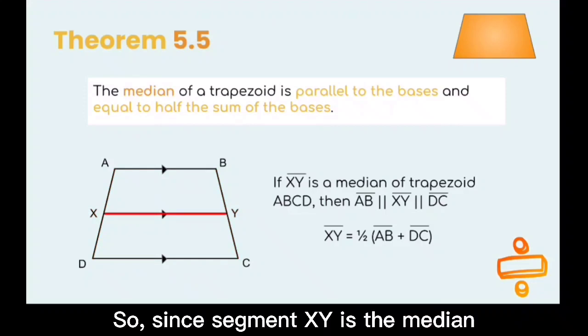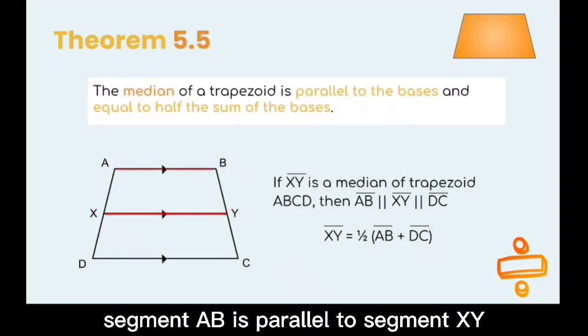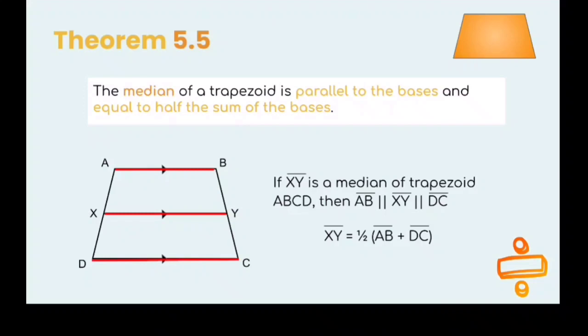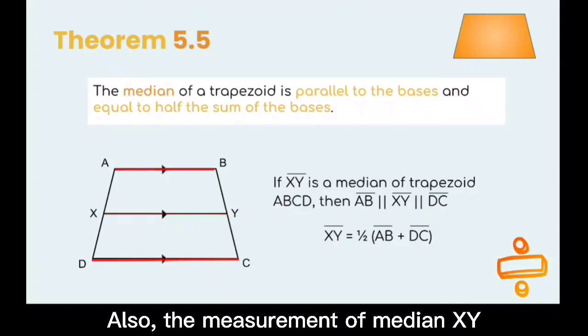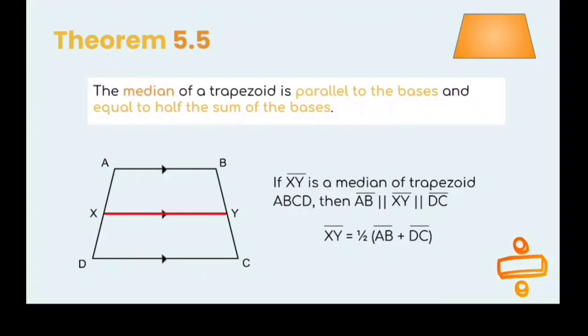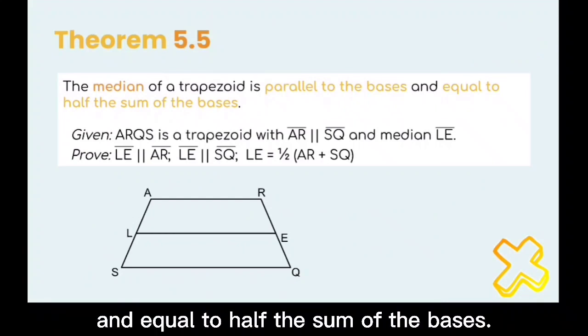So since segment XY is the median, using the median theorem, segment AB is parallel to segment XY and is also parallel to segment DC. Also, the measure of median XY is equal to 1/2 of the sum of segment AB and segment DC. The median of a trapezoid is parallel to the bases and equal to half the sum of the bases.